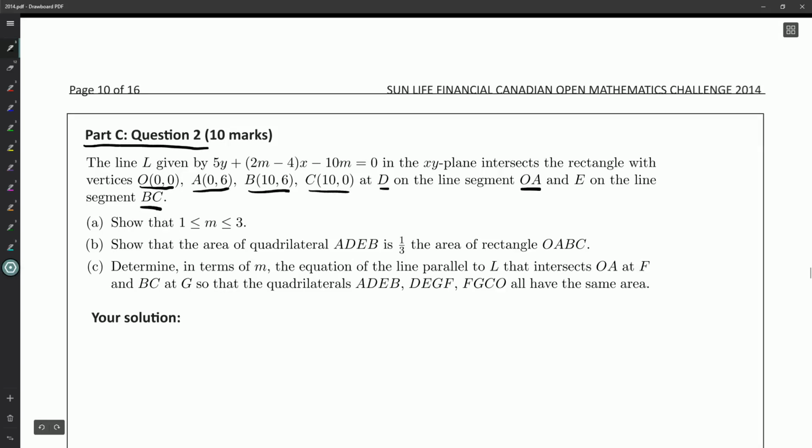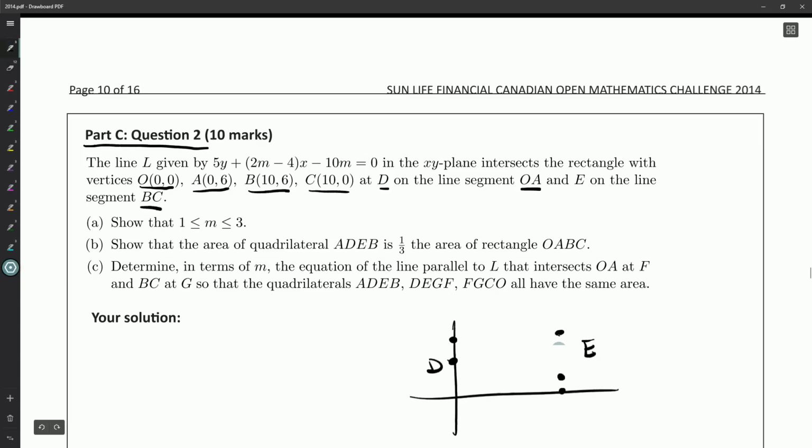So these are intersection points, and just a real quick sketch: (0, 6) would be up here, (10, 6), (10, 0). Okay, so we've got a nice little rectangle. Our line hits somewhere here with D, and then maybe somewhere here with E, if it's upward sloping or something like that. E could be down here, but we definitely know it hits on the line segment.